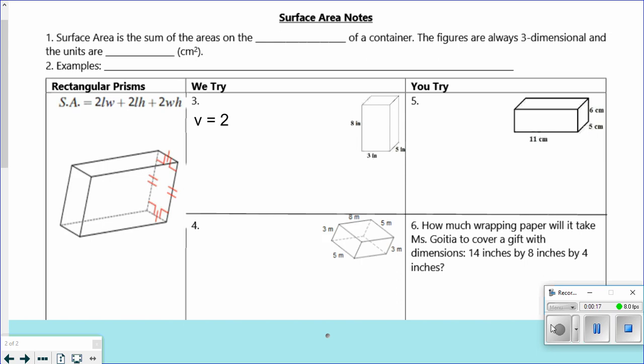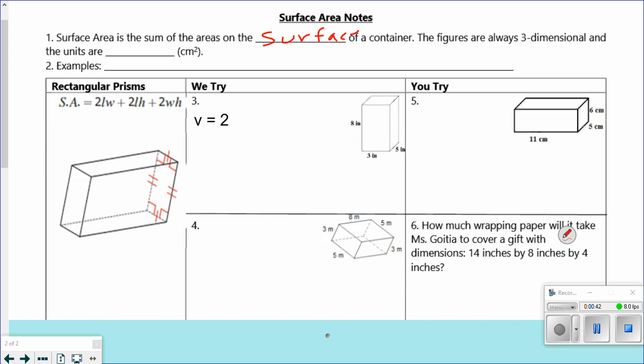So volume we were discussing was the inside of an object. Surface area is the outside of a 3D object. So again, think a box or a water bottle, but like the outside, the amount of plastic it takes to make that water bottle, or the amount of cardboard it takes to make that rectangular prism. So surface area is the sum of the areas on the surface of a container. Should kind of make sense.